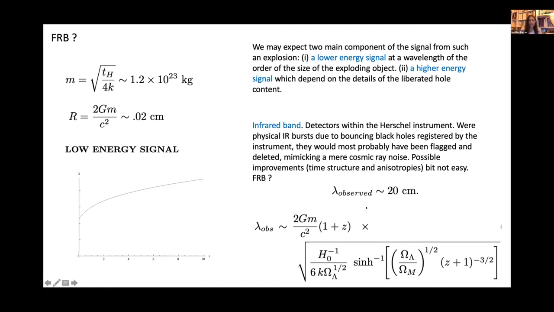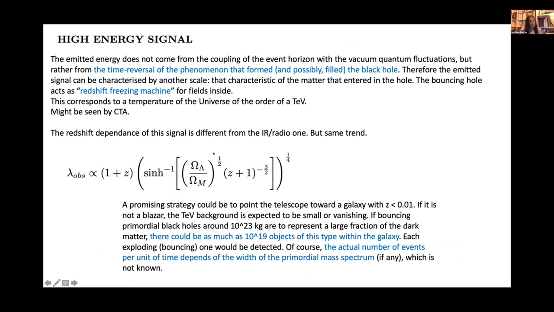Anyway, as you can notice, there are two or three orders of magnitude of discrepancy between what is actually measured for fast radio bursts and what is predicted by this model. The interesting point that I won't describe again because it is well known is that the redshift dependence is very weak, and the reason for that is trivial. It's just because when you look far away, it means that the black hole bounced in the past and therefore its lifetime was smaller, and therefore it was smaller, and therefore the energy emitted is higher, and this partially compensates for the redshift.